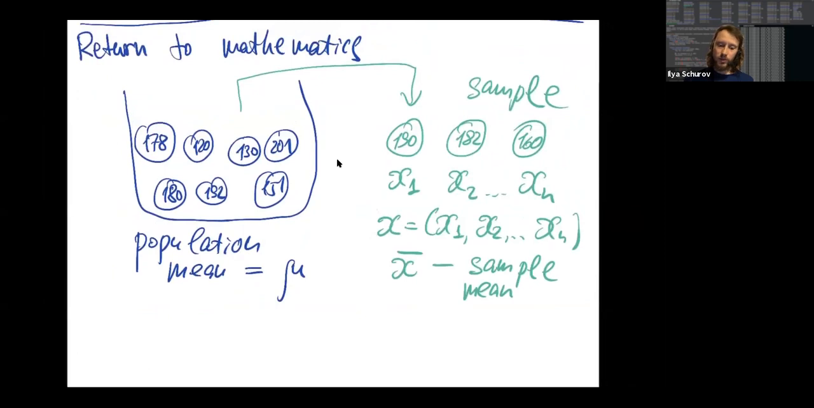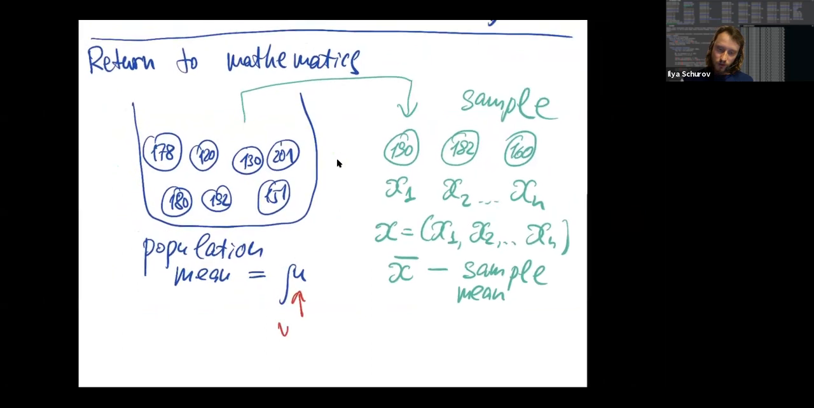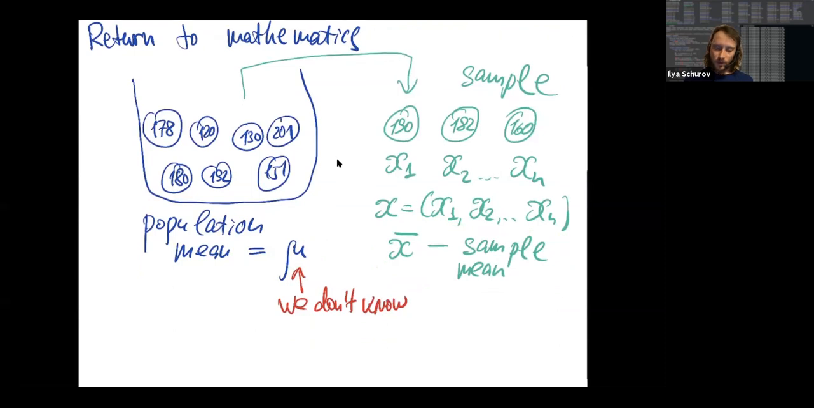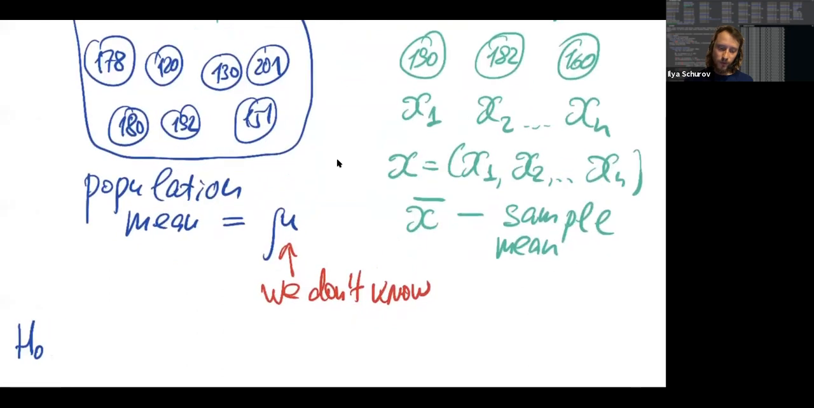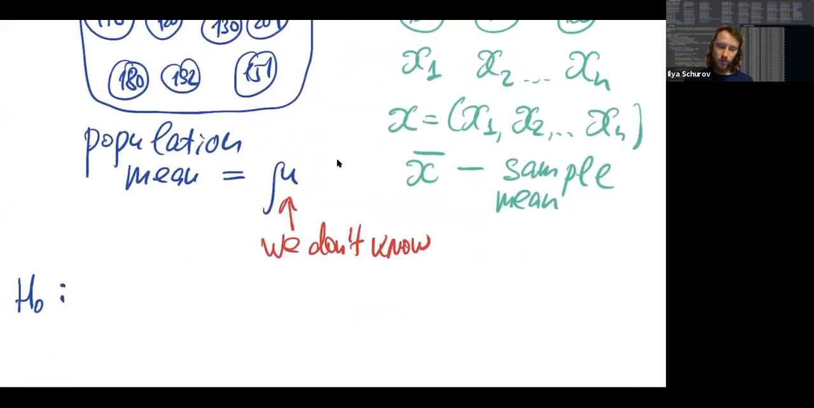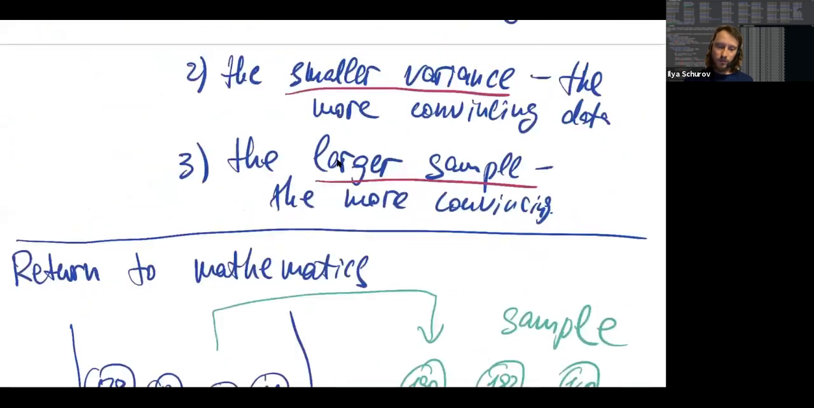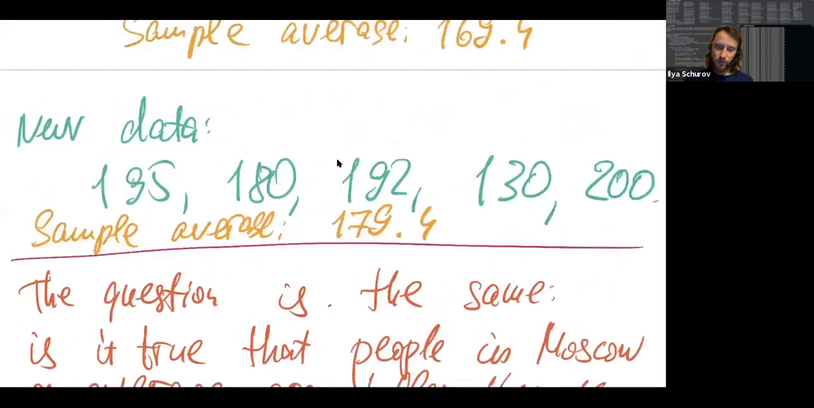Now let us return to my population. I want to answer the question about this mu. We don't know this value, but we want to make some conclusion about it by looking at this sample mean. So basically, we have to choose between two possibilities. The first possibility is our null hypothesis. And our null hypothesis is the following. We believe that, let me return to my question.